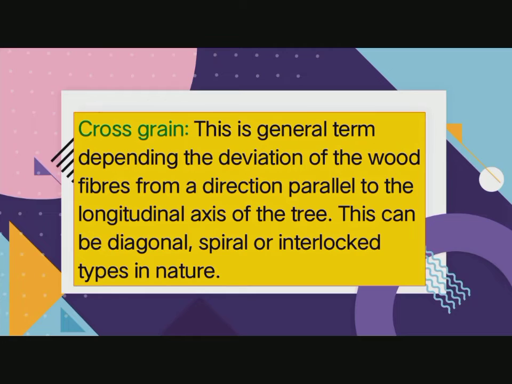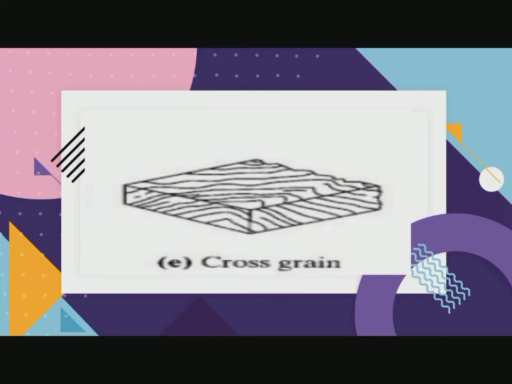Cross grain. This is a general term denoting the deviation of the wood fibers from a direction parallel to the longitudinal axis of the tree. This can be diagonal, spiral, or interlocked in nature. So, cross grain may include spiral grain where fibers wind around the trunk of the tree. So, this is what cross grain looks like.